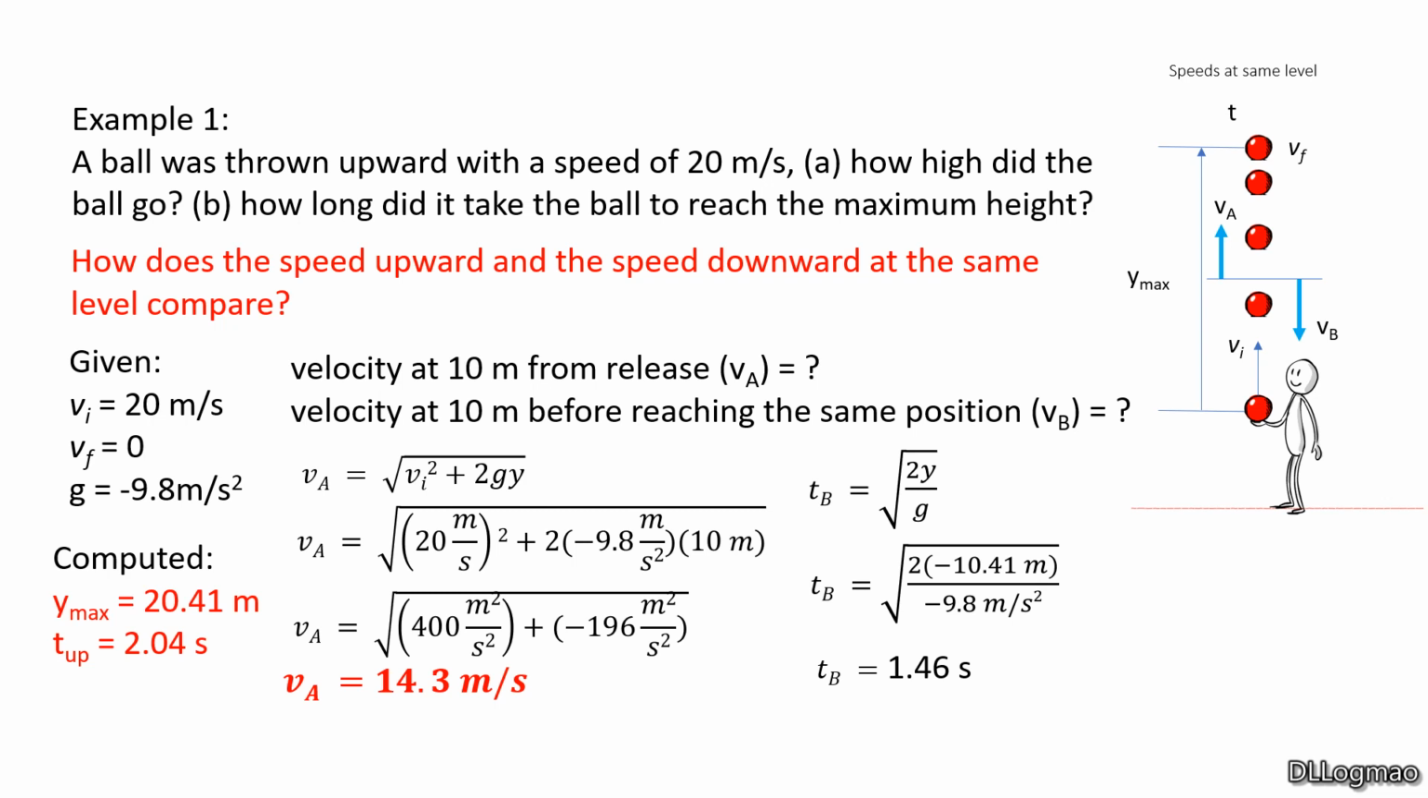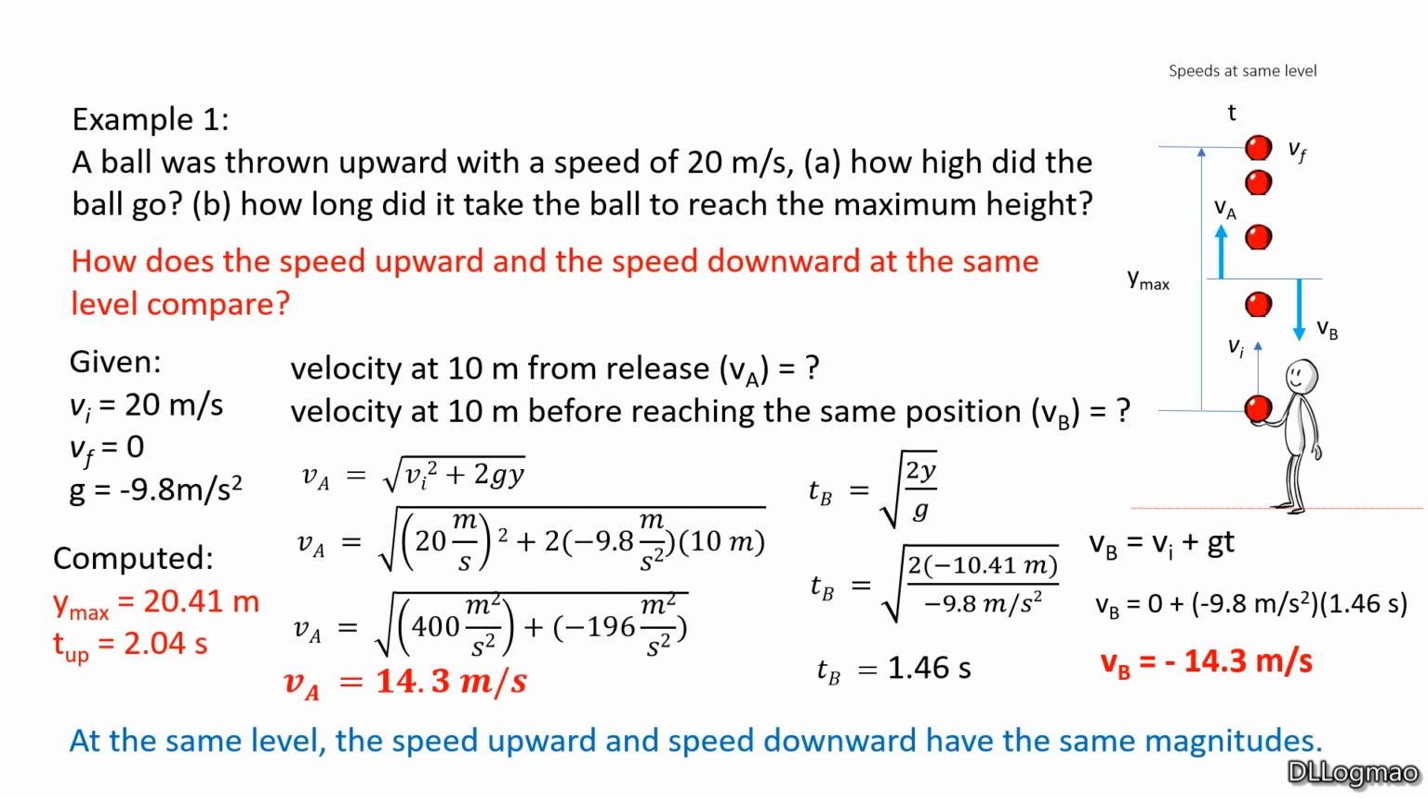Using the first equation of kinematics, obtain the velocity sub D. Substitute the acceleration due to gravity and the computed time. Perform the operations. The velocity sub D is negative 14.3 meters per second. Why negative? The ball is moving downward. Therefore, at the same level, the speed upward and the speed downward of a freely falling body have the same magnitudes.